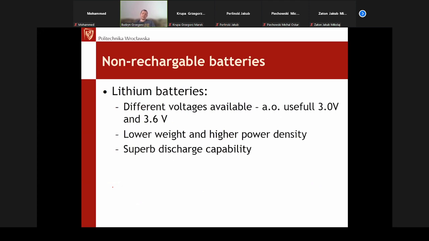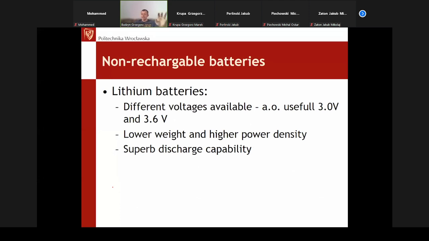A new thing in the world today that is becoming more and more useful are lithium batteries. Lithium batteries are available in non-rechargeable and rechargeable versions, with various technologies.